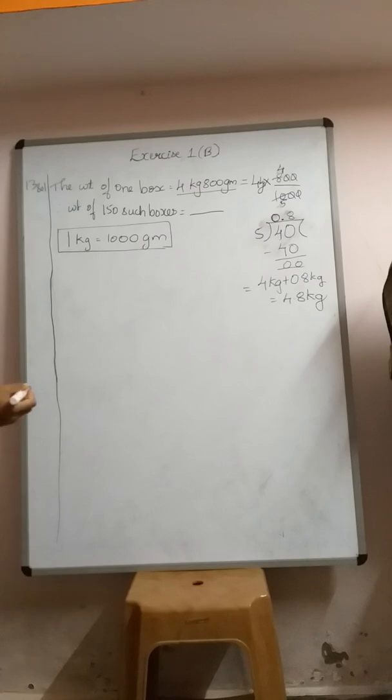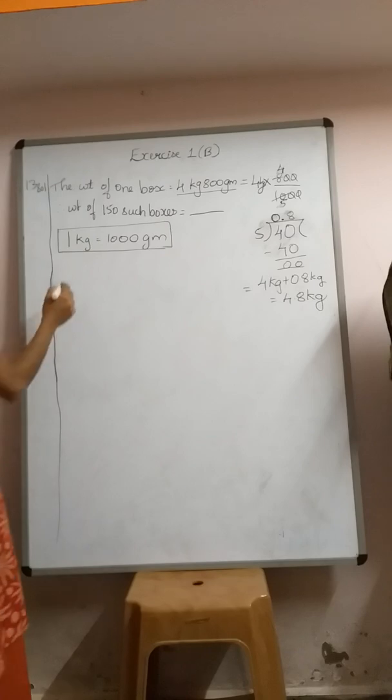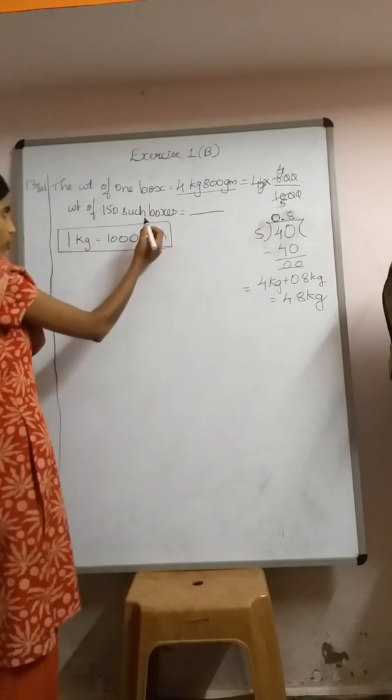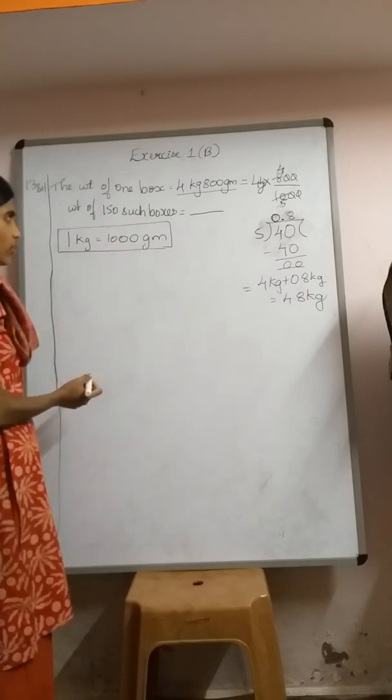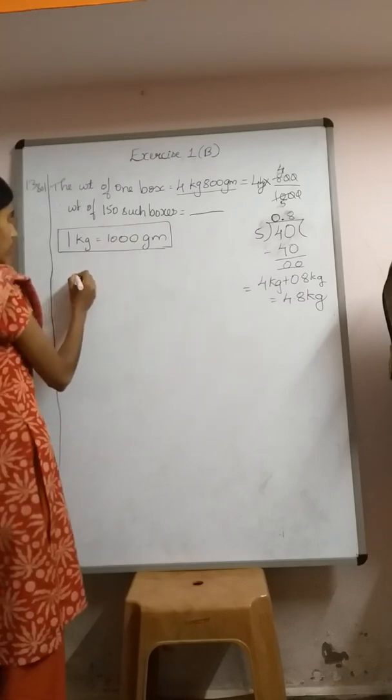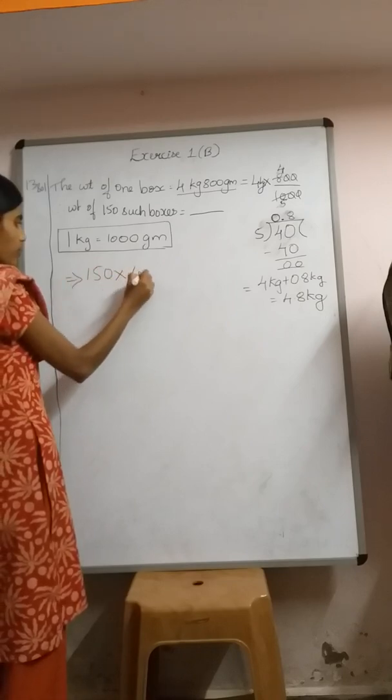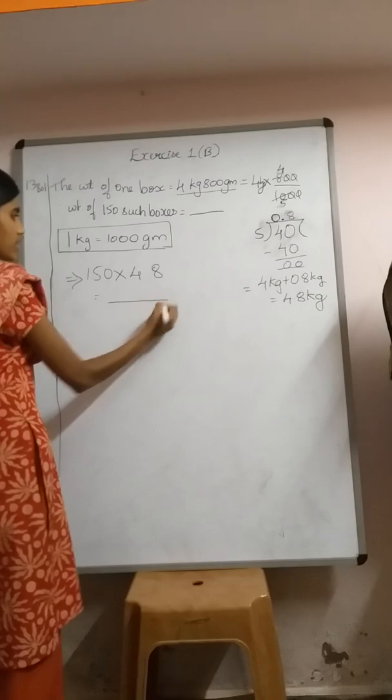Now let us find the total weight of 150 such boxes. How to find the total weight? Let us multiply 4.8 multiplied with 150. So let us do this, 150 multiplied with 4.8, and let us see what is the answer.